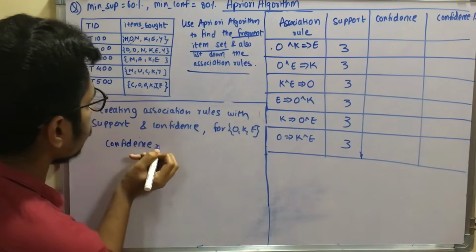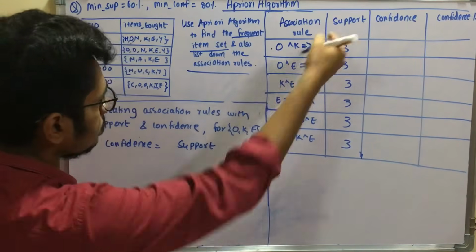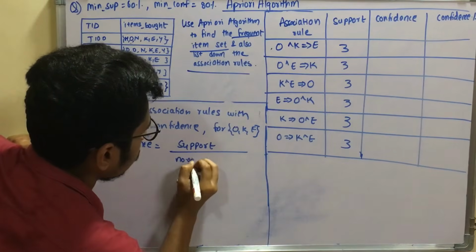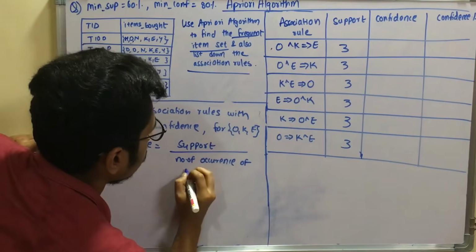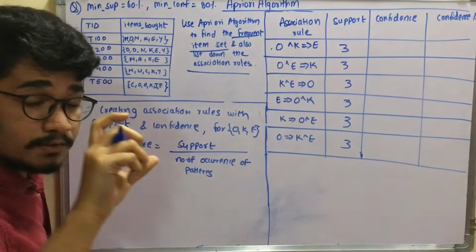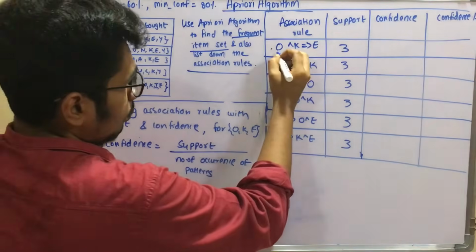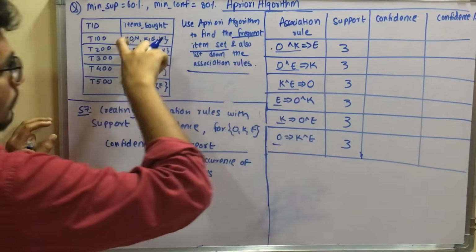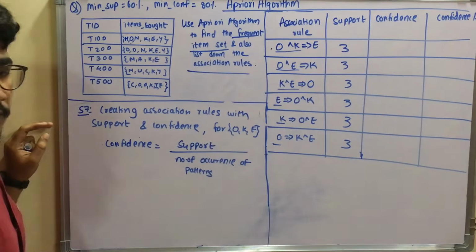Confidence is equal to the support, that is this column, divided by the number of occurrence of patterns. Patterns means this pattern, whichever is there on the left hand side of this particular association rule. So we just check for all these things and write the confidence. So it will be support divided by the number of occurrence of the patterns.